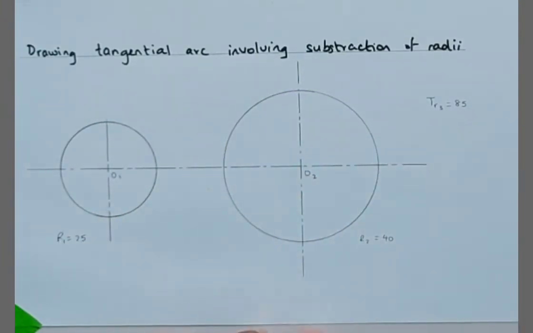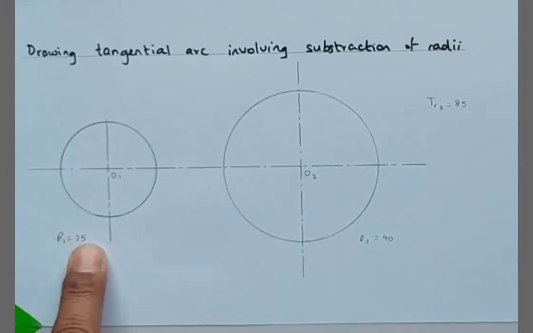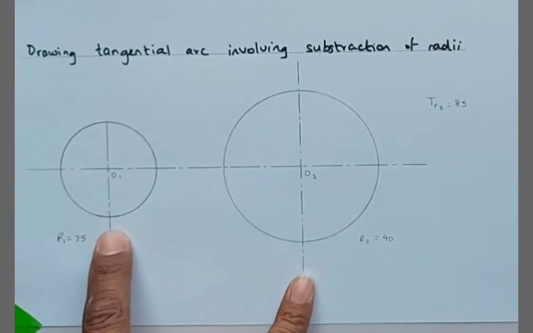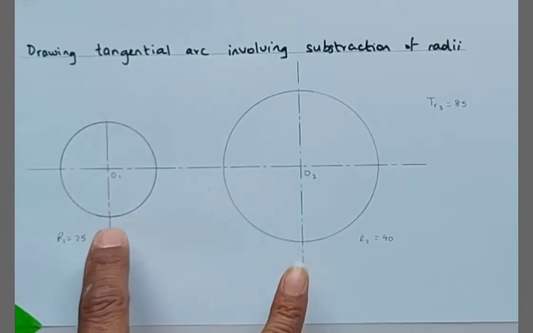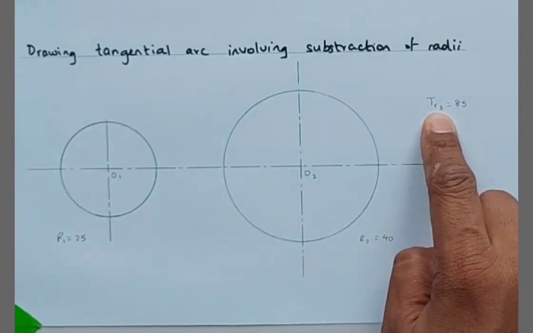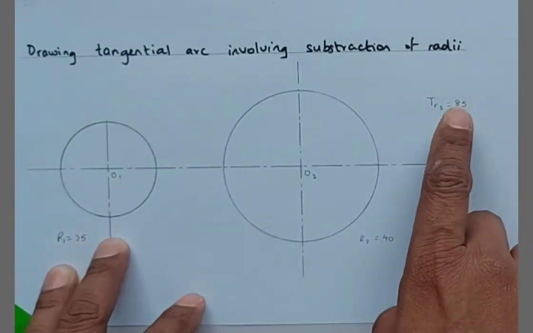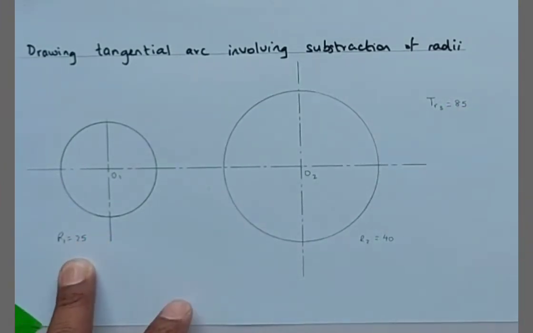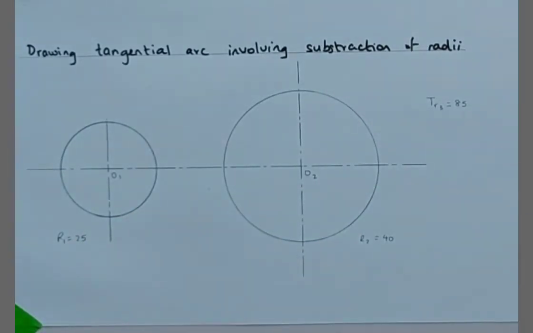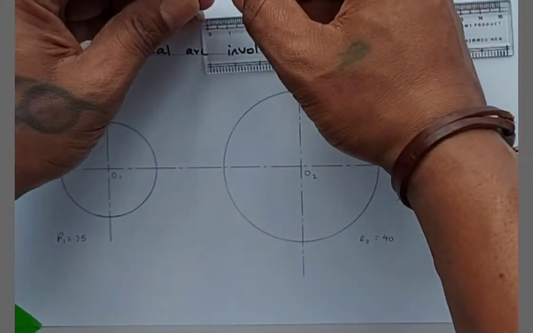We still have the same parameters: the radius for the first one will be 25, the radius for the second one will be 40, and the distance between these two will be 100. The tangential arc will have a radius of 85. So what we have to do is subtract 25 from 85, which will give us 60, and then we take our ruler and measure 60.